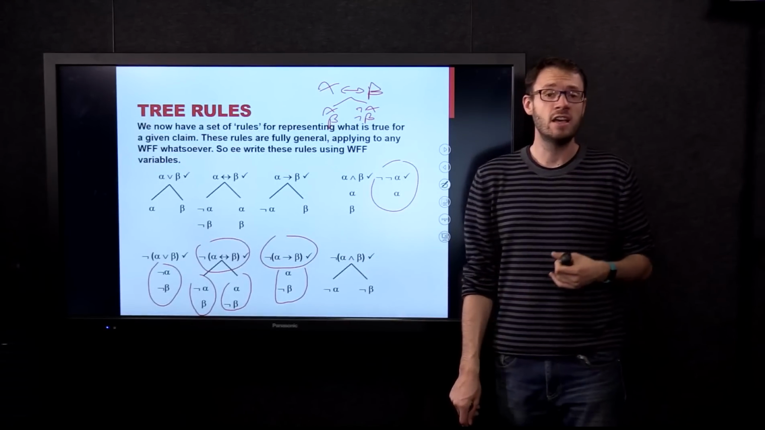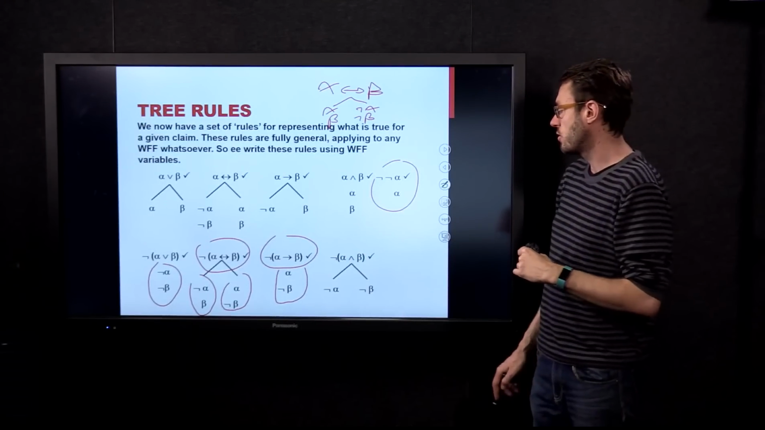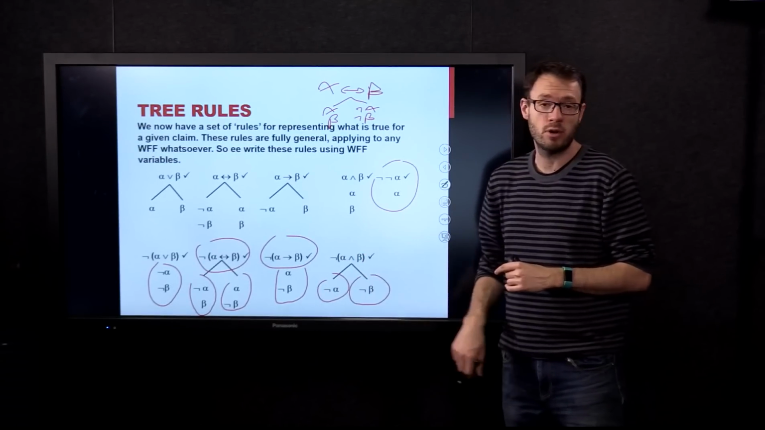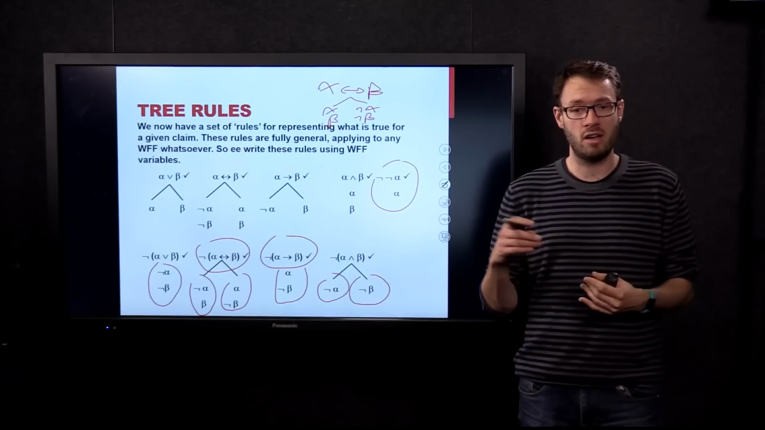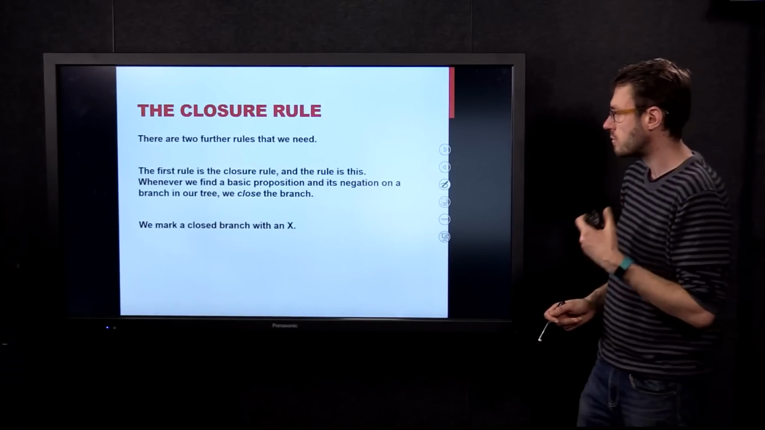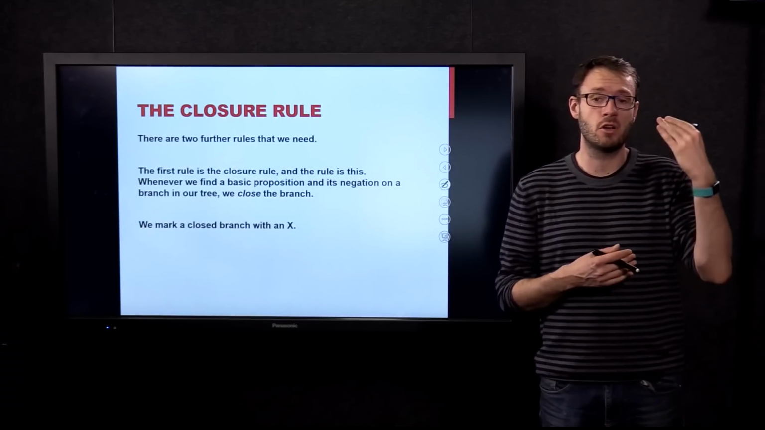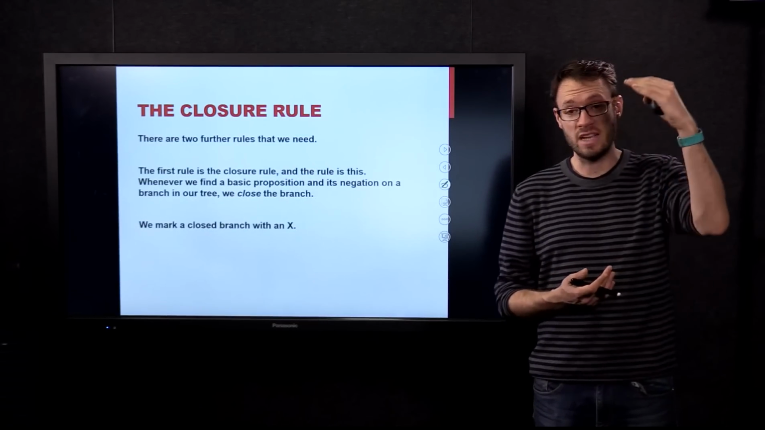Next, we have the negated conjunction. The negated conjunction is true when either one side is false or the other side is false. So it's a branching rule, and on one side you have not alpha, on the other side you have not beta. Then we have the closure rule. The closure rule just tells us that a branch is closed when you've got a proposition and its negation, or a basic proposition and its negation.